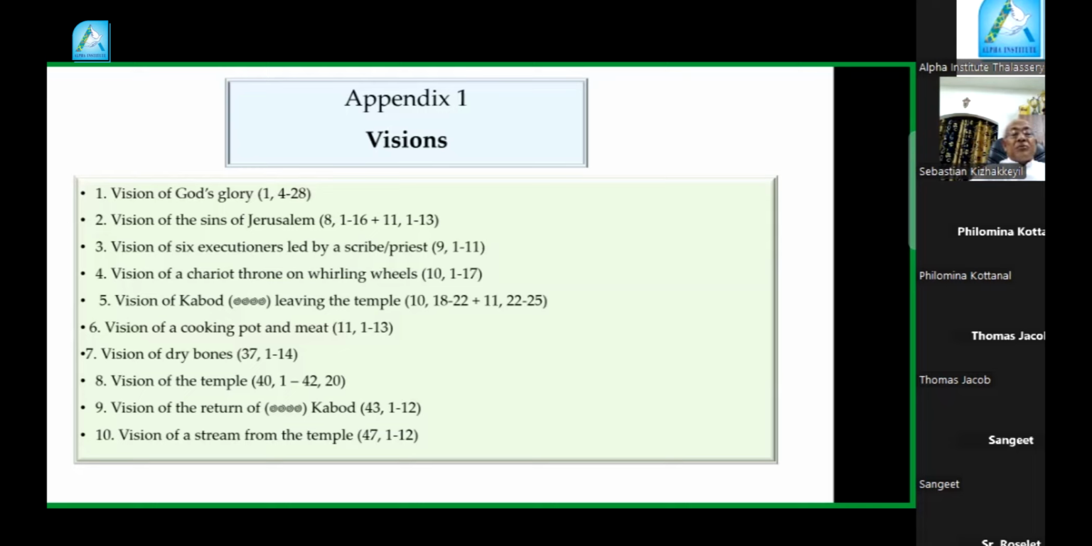So, the vision of the sins of Jerusalem. Go to chapter 8, verses 1 to 16. There is translocation. I have spoken about translocation. Ezekiel is being taken to Jerusalem. And it is said, the hand of God falls on the prophet, and he is lifted up by a lock of his hair and brought to the northern entrance of the temple of Jerusalem. And there he sees 4 groups of people engaged in sin.